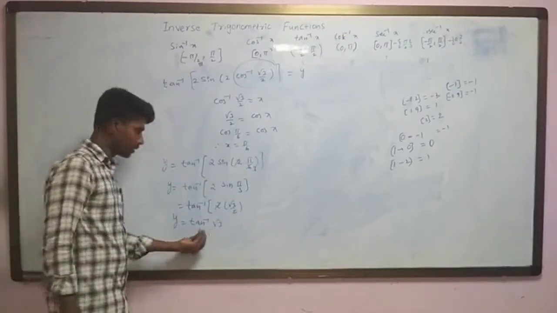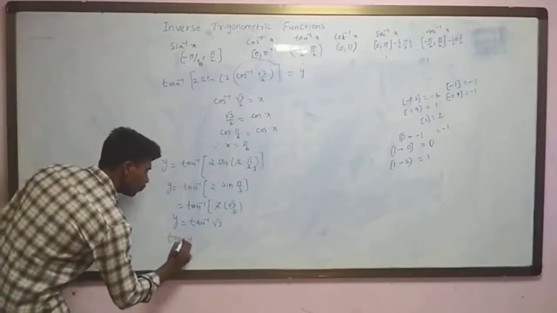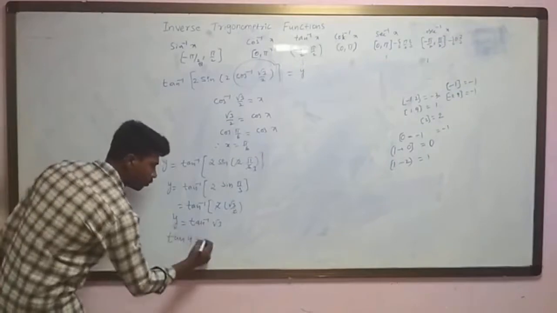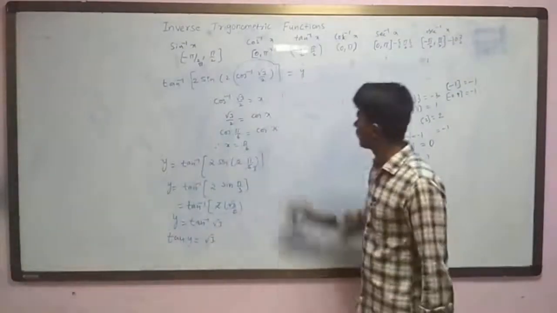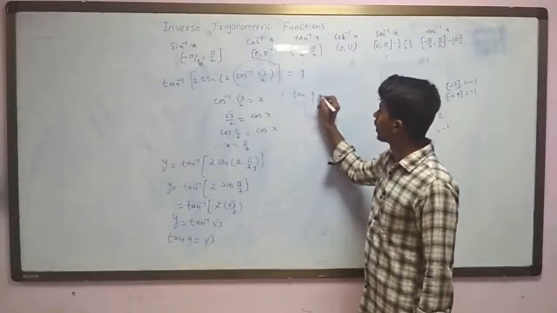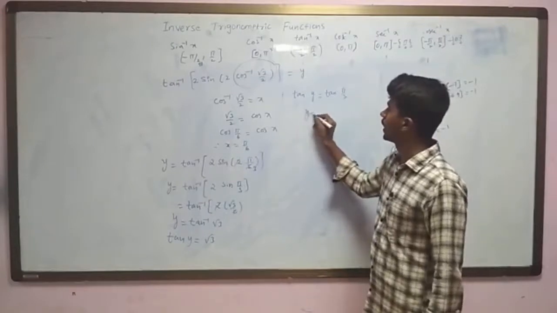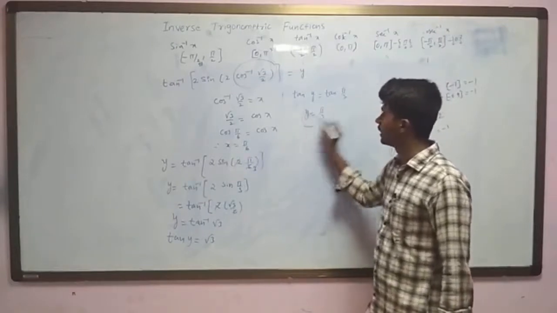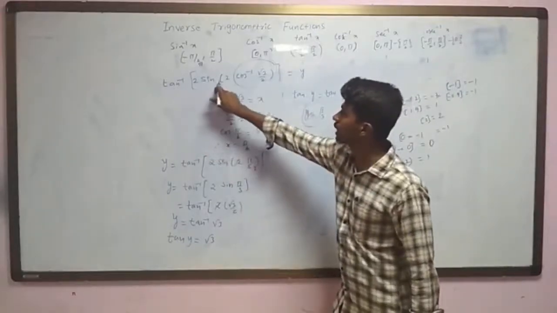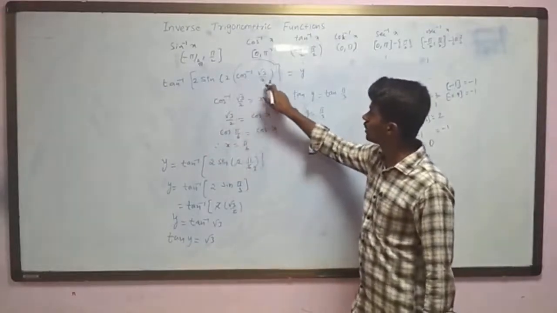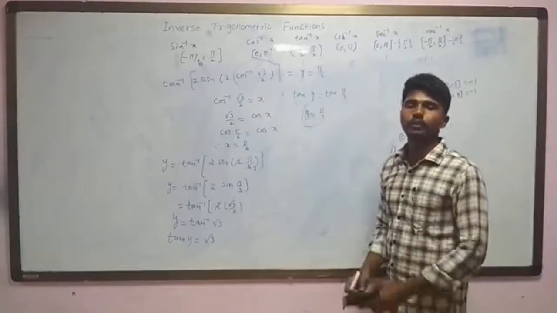Again I got an inverse function. We can take this one as tan y is equal to root 3. For what value do you get root 3? tan y equal to tan pi by 3. Therefore y equal to pi by 3. So the value of tan inverse 2 sine 2 cos inverse of root 3 by 2 is equal to pi by 3. So this is the procedure.